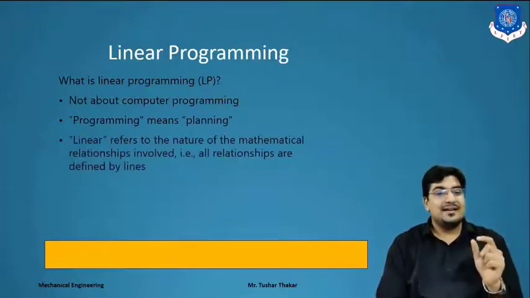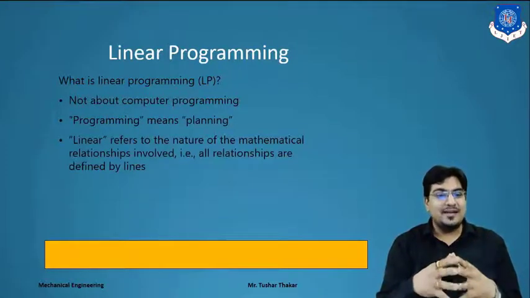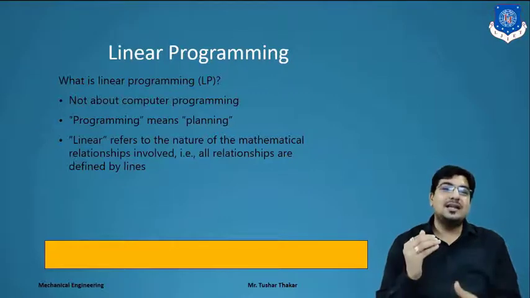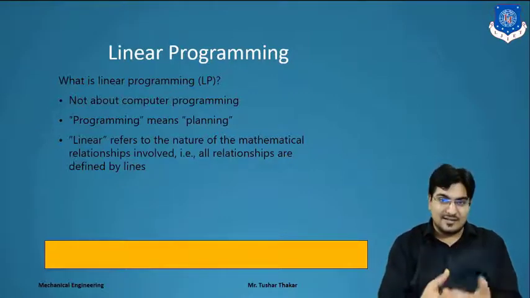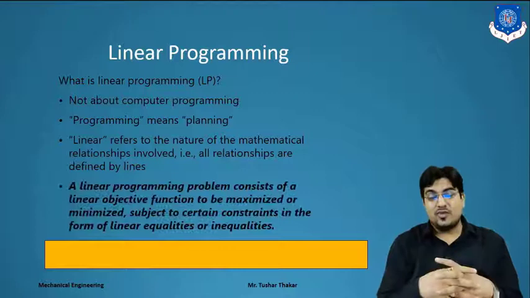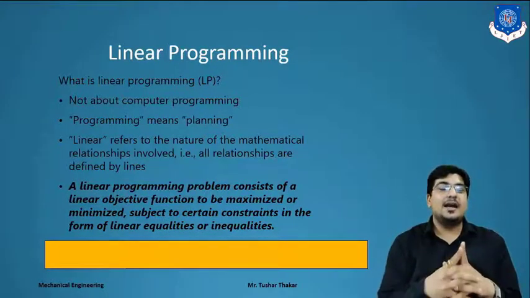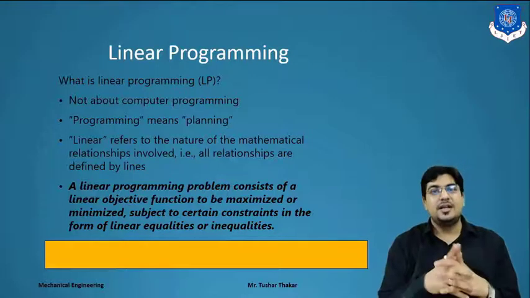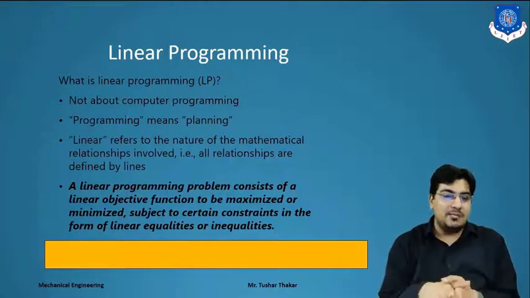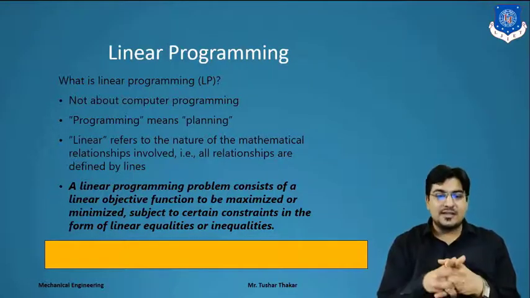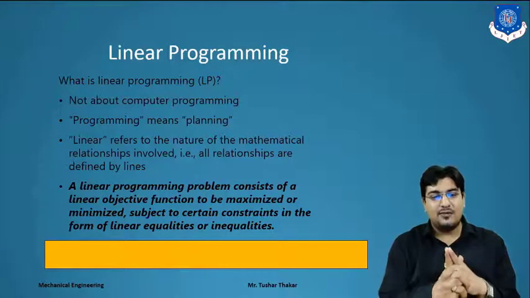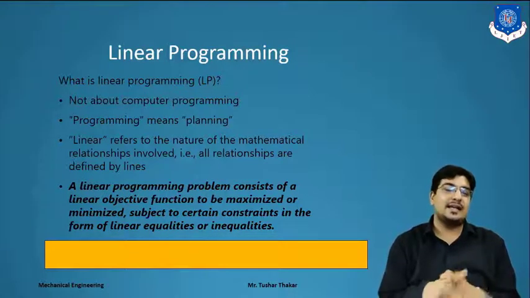And linear refers to the nature of the mathematical relationship involved. All the relationships are defined by lines, meaning it's linear. So what is linear programming? A linear programming problem consists of a linear objective function to be maximized or minimized, subject to certain constraints in the form of linear equalities and inequalities.